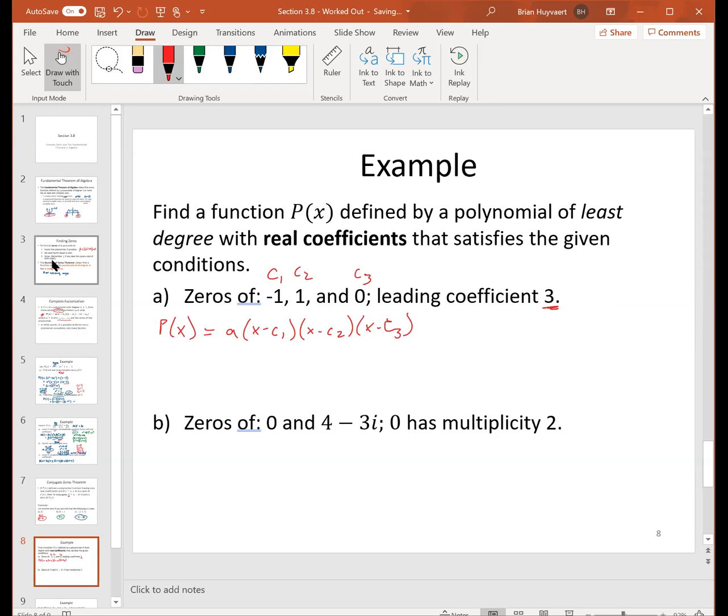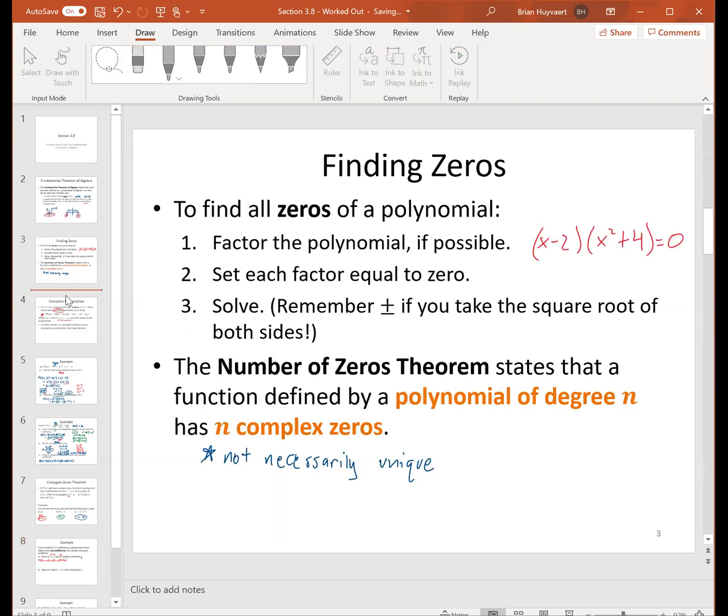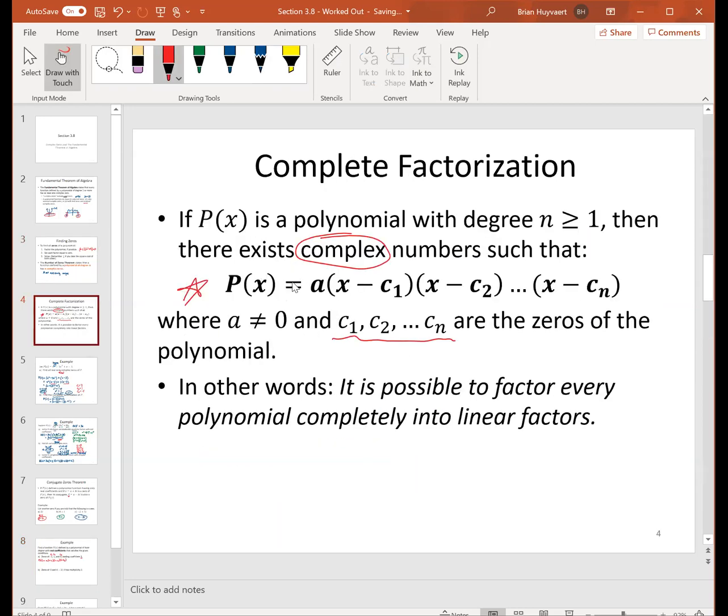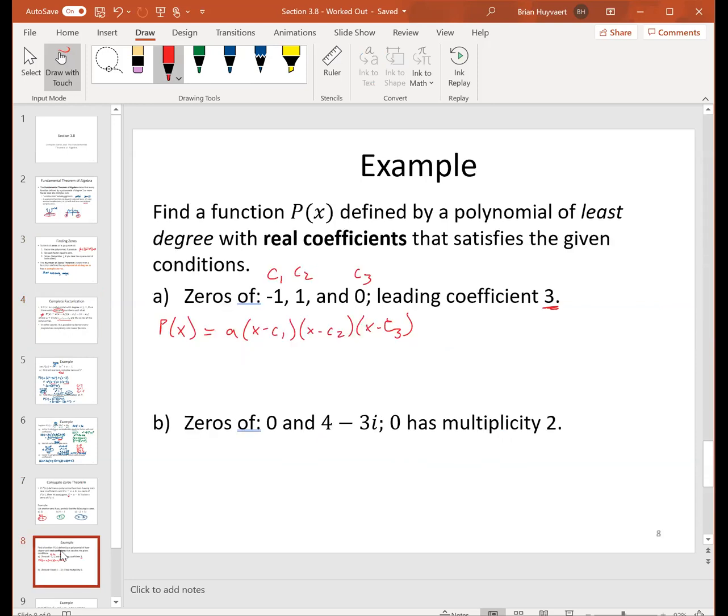And I'm pulling from, let me go back, so that comes here. So there exist complex numbers, zeros of our function C1, C2, all the way up to Cn. We have 3 zeros, so up to C3, where we can write our polynomial like this. The complete factorization. So that's all I'm doing. I'm saying, here's our complete factorization. Cool. But let's actually plug some pieces in.